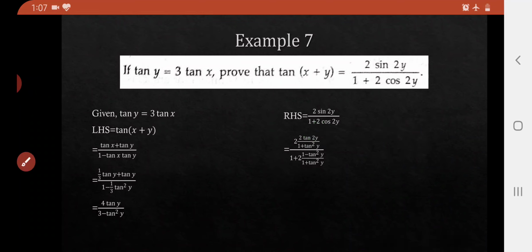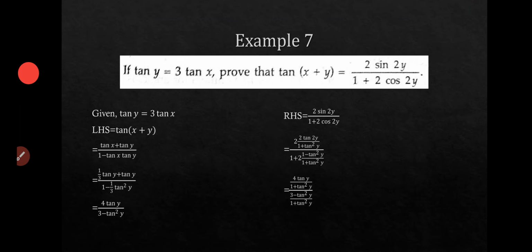Anyway, so again what we have to do is take the LCM and cancel out the denominator. If we do so, we will have something like this. So 1 plus tan square y and 1 plus tan square y will get cancelled, and you will be left with the same value as you got in the LHS. So that shows that LHS is equal to RHS, and hence your result is proved. Fine, so that's how we do it.